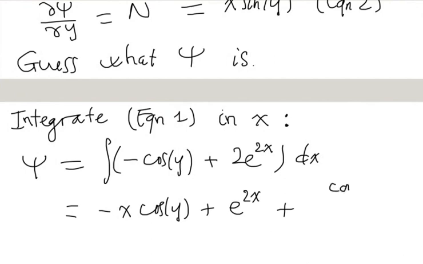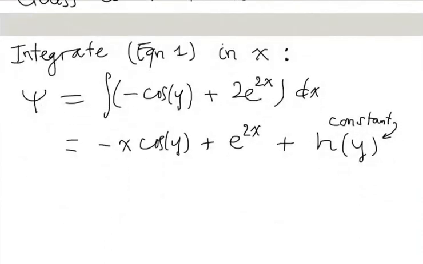However, because we're taking the antiderivative in x and we're keeping y as a constant, the constant will depend on y. Because of that reason, I will denote this by h of y. This is a constant, but it depends on y. So that's how we use the first equation.